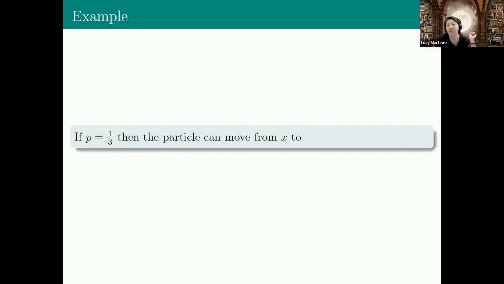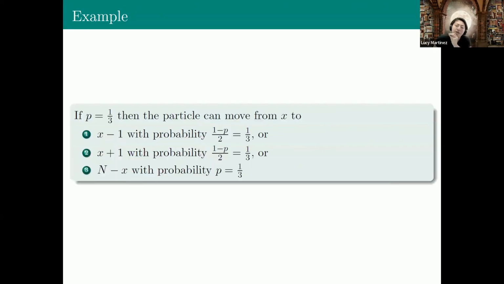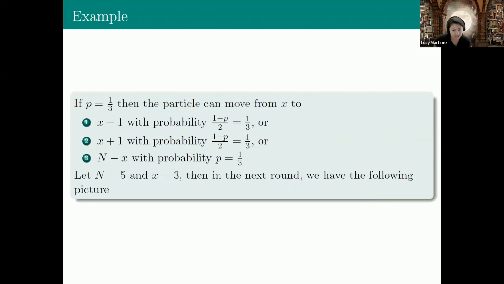Let's do first an example, and then we can get into the fun part. Let's say that P equals 1 over 3. I'm bringing back all of those points from the previous slides just to restate what that means in this scenario. The particle can now move from x to x minus 1 with probability 1 over 3, from x to x plus 1 with probability 1 over 3, and from x to n minus x with probability 1 over 3. So all of them are the same. And let's say that n equals 5 and x equals 3.